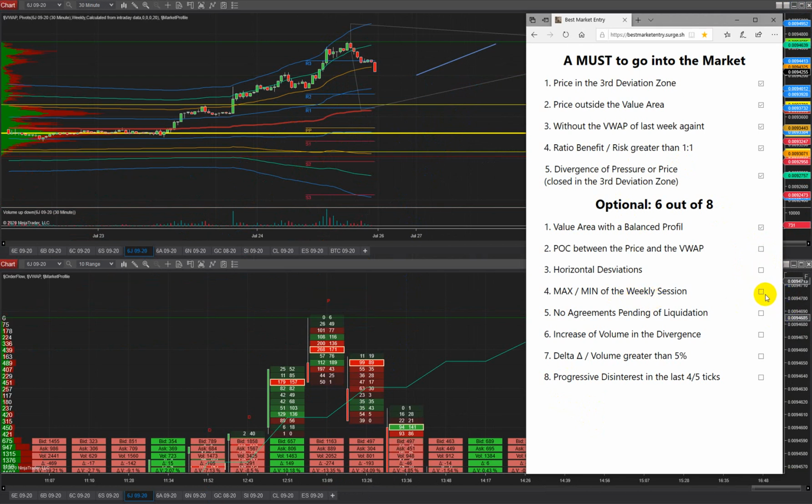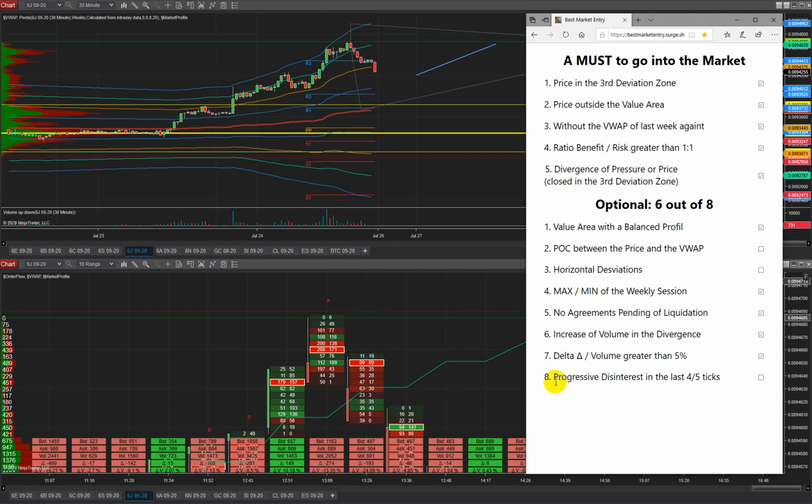Okay, it was the max and min of the season. Yes. It was the maximum, the minimum of this week, the highest point that we got this week. Perfect. Now let's go with the range of 10. No agreements pending. We got a 0 here for the bids, so that's good. We have an increase of volume, look, from 1,400 to 2,000. Good. We got a delta: the difference between the bid and the ask is 13, greater than 5. When I say 5, I mean positive or negative 5. We got 13. That's a good delta.